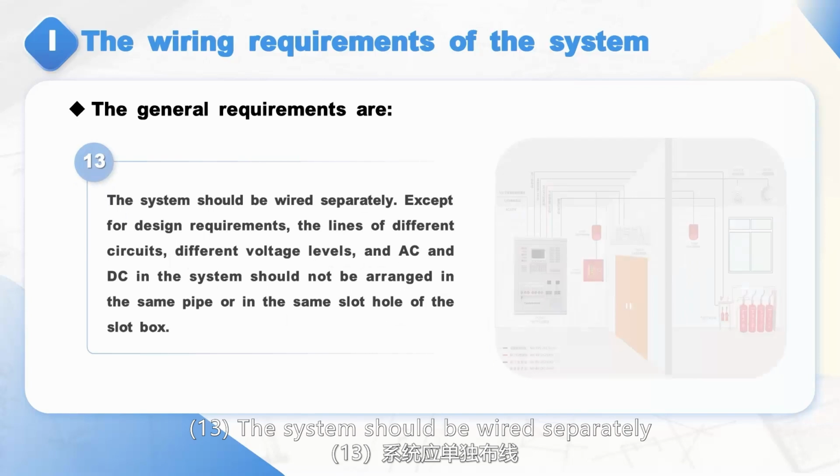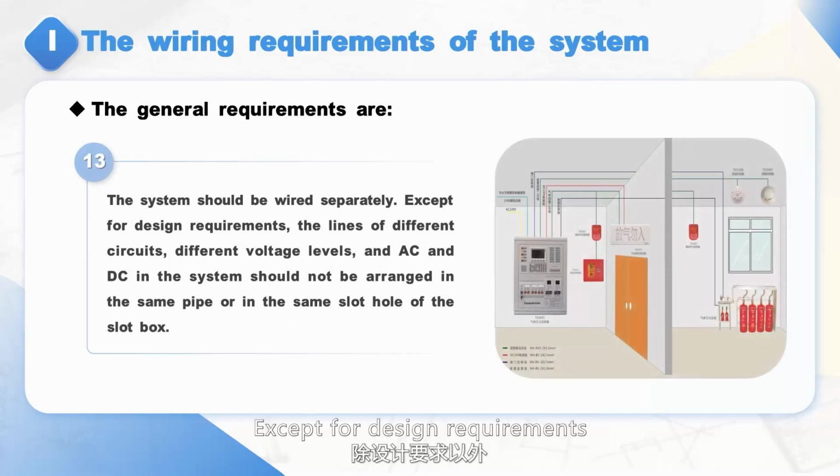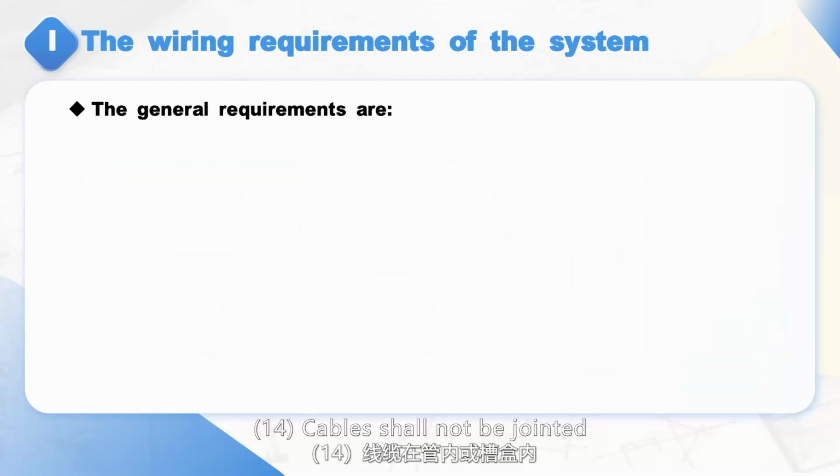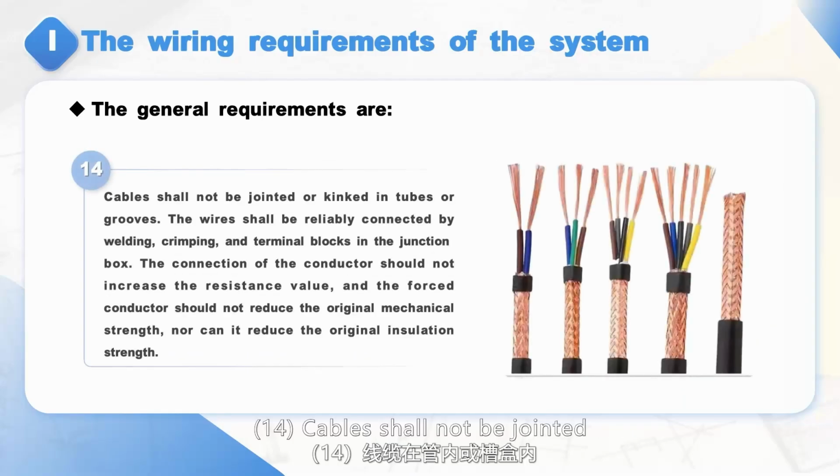13. The system should be wired separately. Except for design requirements, the lines of different circuits, different voltage levels, and AC and DC in the system should not be arranged in the same pipe or in the same slot hole of the slot box. 14. Cables shall not be jointed or kinked in tubes or grooves.